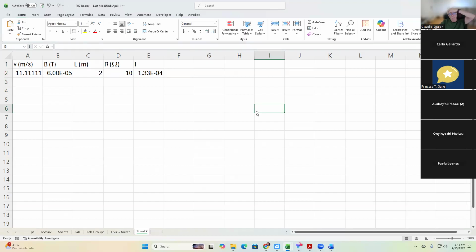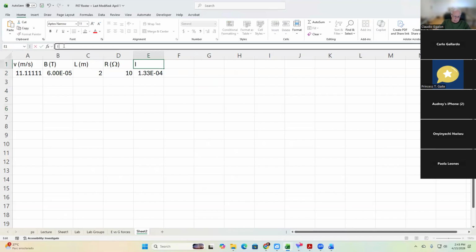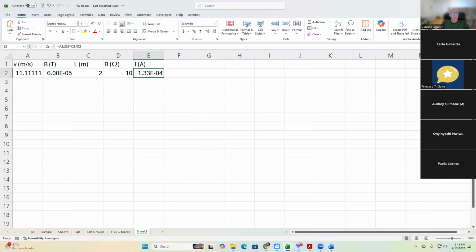Let's see if the current is strong enough. Yeah, it's a current that we can measure with my multimeter, right? It's a little bit less than 1 milliampere. It's a tenth of a milliampere. You can measure that. Approximately 0.133 milliampere. That's the magnitude of the induced current that we would be able to generate if we build this railroad there in the North Pole and put a train to run there.